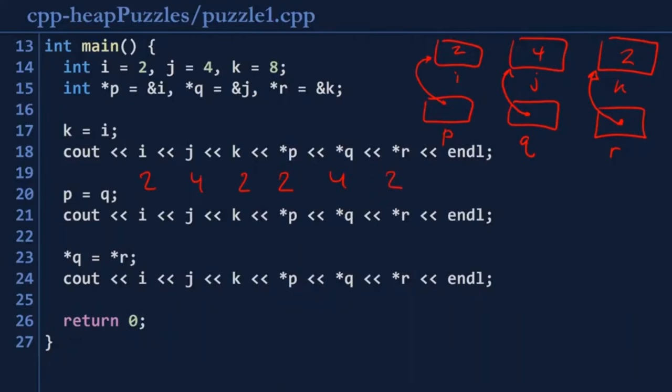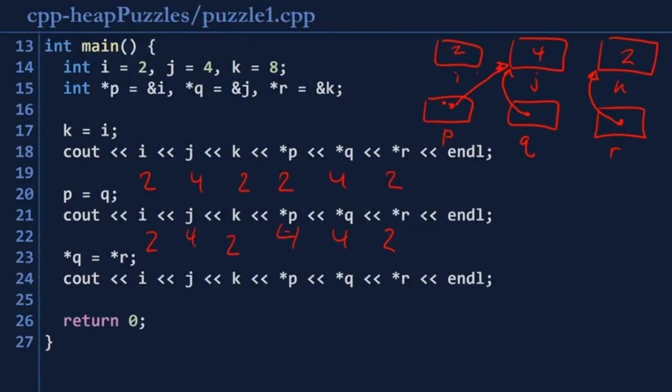Next we see p is equal to q. So p takes on the value of q. So p no longer points to i, but p points to the same place as q. So p is now pointing to j. So i still has the value of 2, j still has the value of 4, k still has the value of 2. The dereference value of p is now 4, the dereference value of q is 4, the dereference value of r is 2. So the second set of output we expect to be 242, 442.